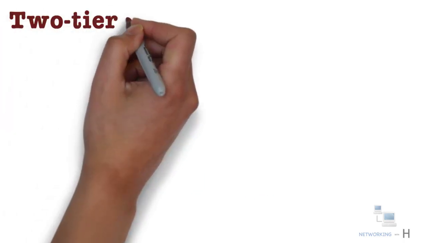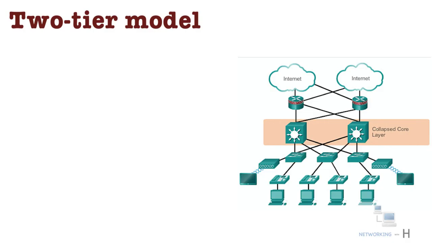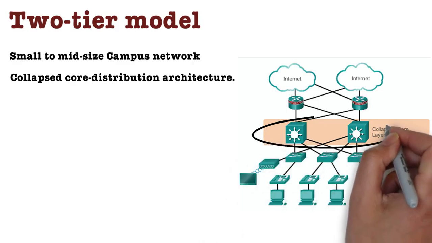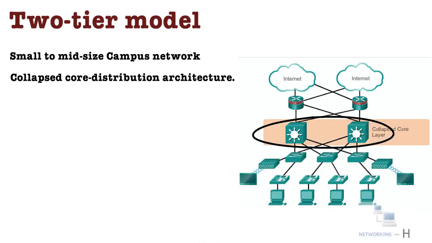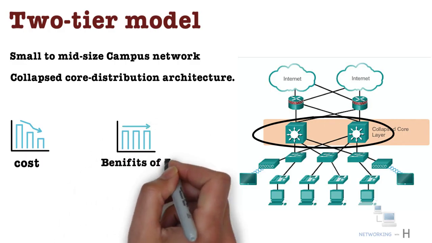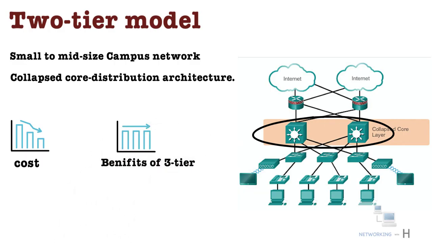Next, we discuss the two-tier model. This design model is more suitable for small to medium-sized campus networks. Many small enterprise networks do not grow significantly larger over time as large organizations do. In such a network, the core and the distribution functions can be combined into one layer called collapsed core, also known as the collapsed core distribution architecture. A collapsed core is when the distribution and the core layer functions are implemented by a single device. The primary motivation for the collapsed core design is reducing network cost while maintaining most of the benefits of the three-tier hierarchical model. That's it about the two-tier and the three-tier model.